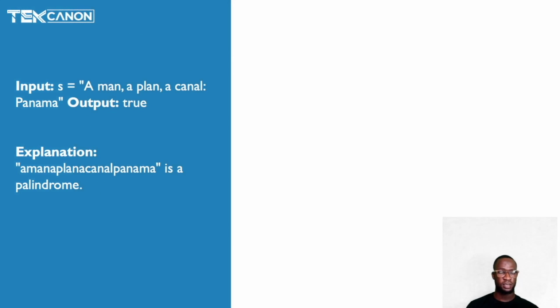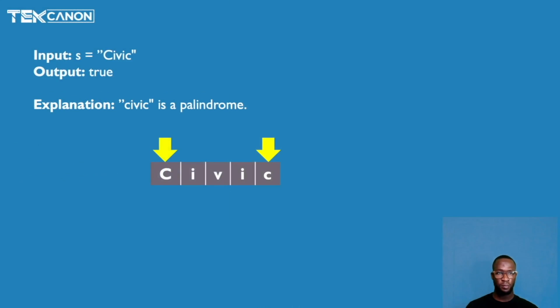Now let's look at the very first example that we had: a man, a plan, a canal, Panama, that evaluates to output true. Before we can understand that example, it's always great to simplify your example. So create a smaller example to come up with an algorithm for you to solve the problem. So for this case, let's take the civic example.